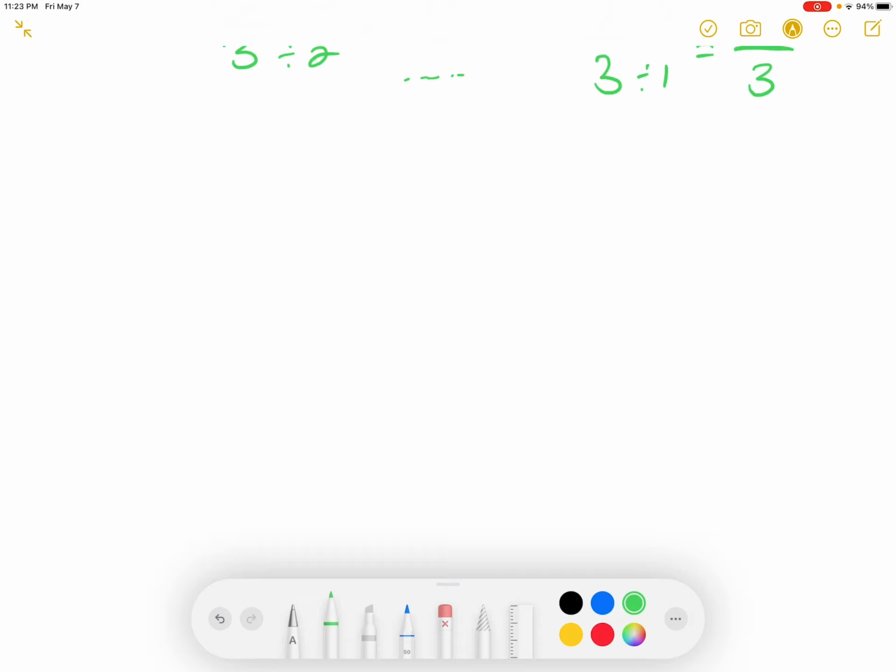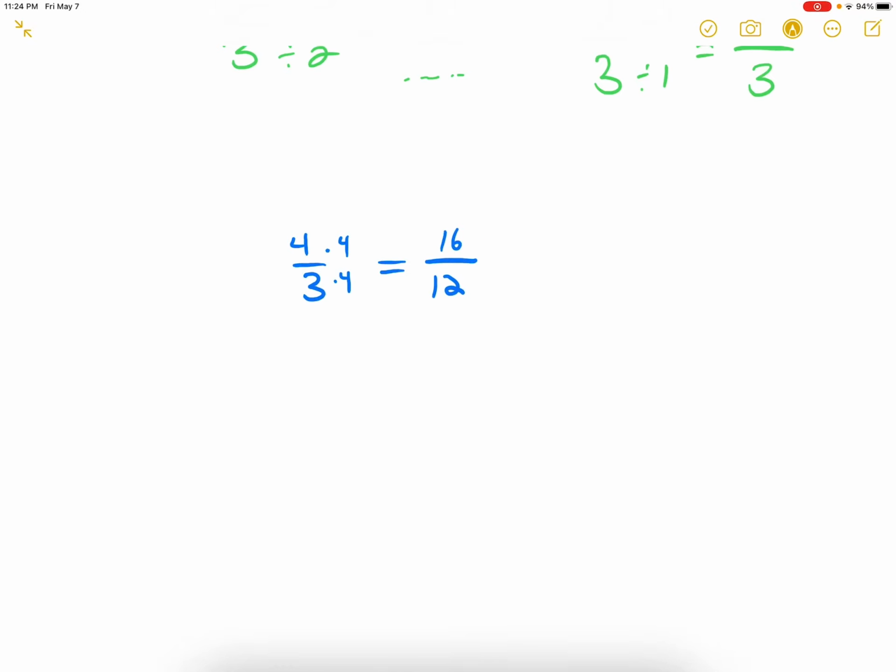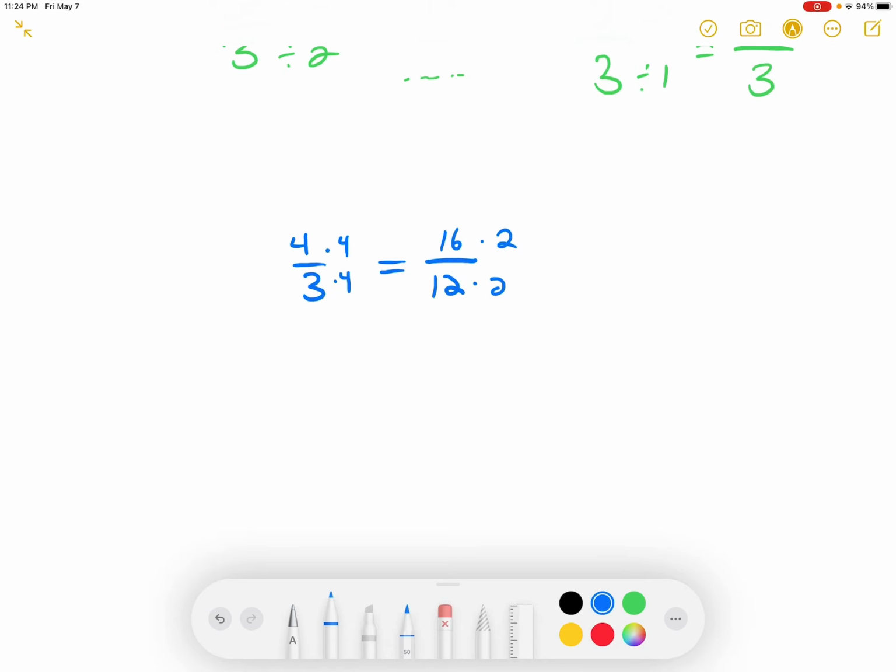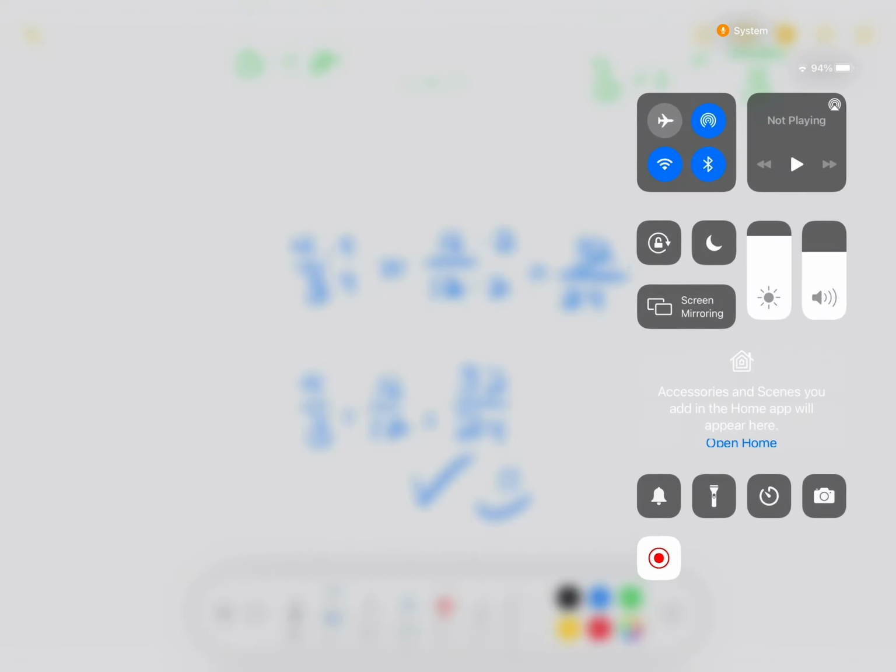Let's try one more just for the sake of doing it. Let's go 4/3. Find two equivalent fractions. Well, I can multiply by 4. 4 times 4 would give me 16. 3 times 4 would give me 12. Then I can multiply by 2 again. 16 times 2 would be 32. 12 times 2 would be 24. So the equivalent fractions to 4/3 would be 16/12 and 32 over 24. There you go.